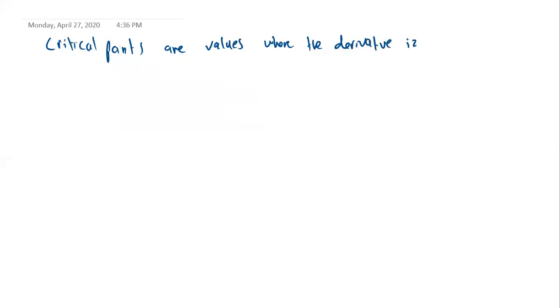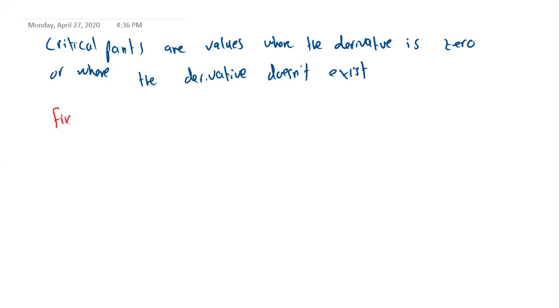But the other thing we have to remember is we also include places where the derivative doesn't exist. So, for example, if they were telling us to find the critical points of f of x equals, something simple, something like x squared minus 1 divided by x. Want to find the critical points, right? So first we find the derivative.